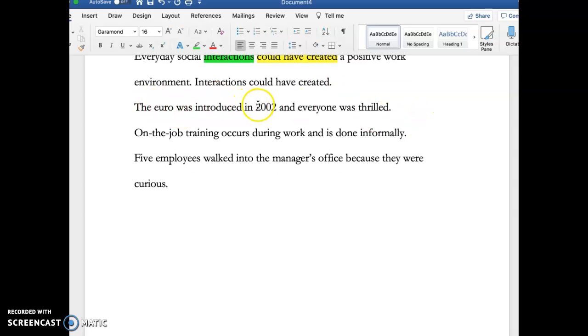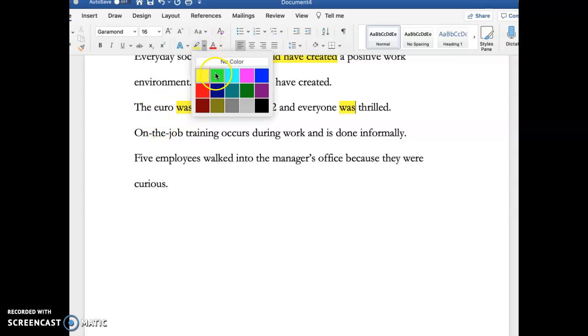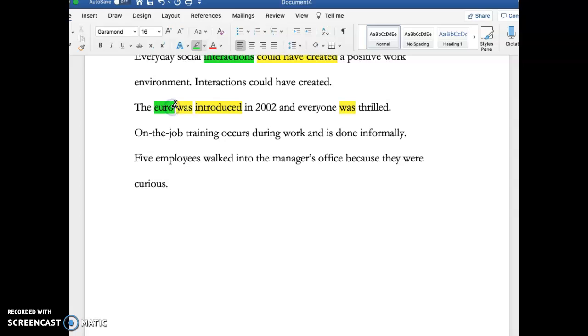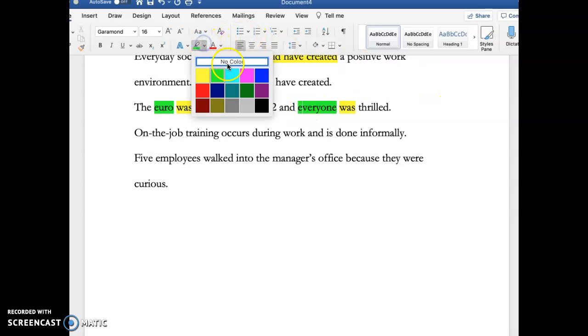The euro was introduced in 2002 and everyone was thrilled. So look at this. Was is my verb because it's putting it in the past tense and it's describing a state of being. And actually introduced is a verb too. And here is another verb, right? What was introduced in 2002? The euro was. Okay. And who was thrilled? There's another indefinite pronoun. Everyone was thrilled. Actually, this wasn't true. A lot of people didn't really like the euro, but that's a whole other story.